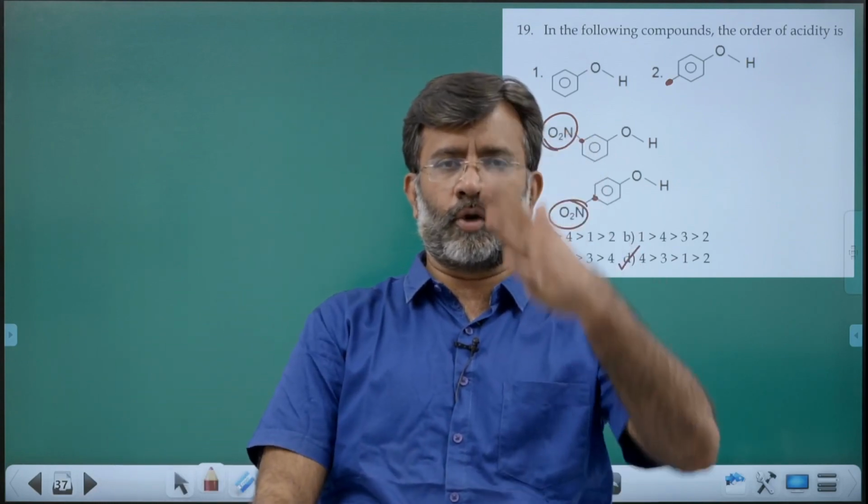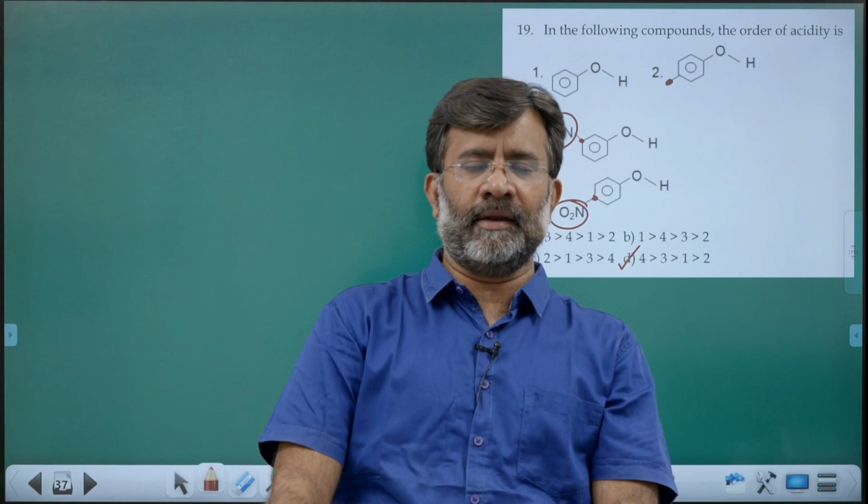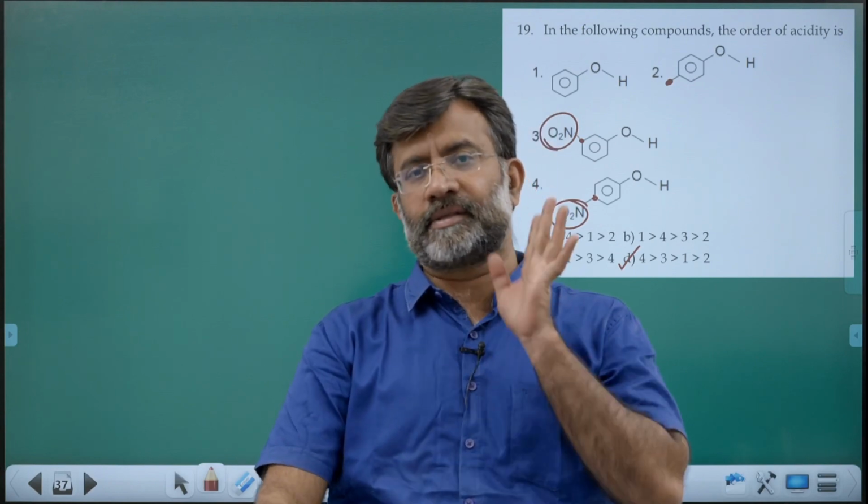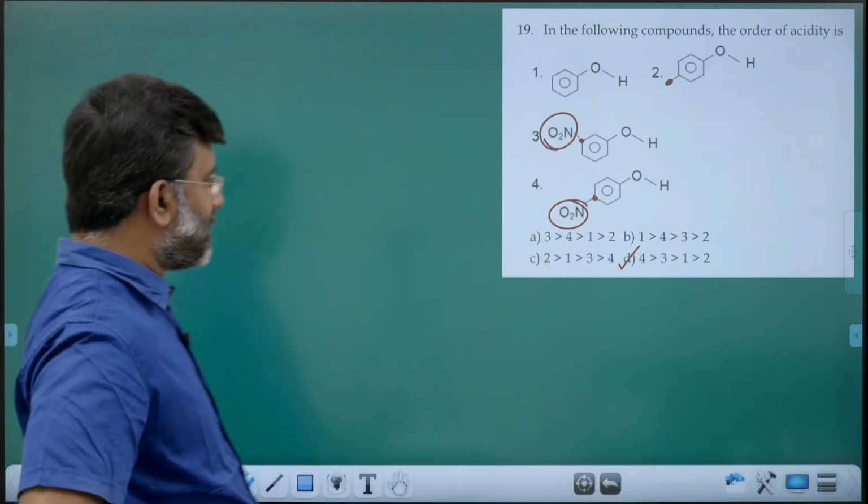Electron withdrawing group increases the acidic character. Electron donating group decreases the acidic character. Okay, next.